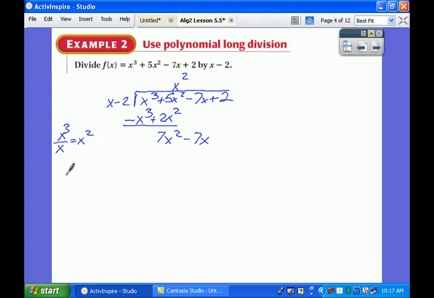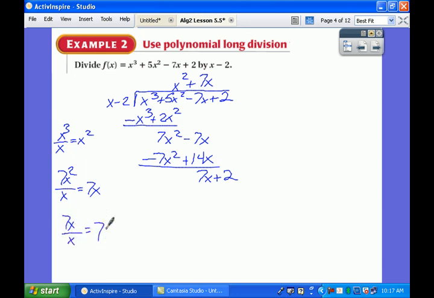So, at this point, the process starts over. We're going to take 7x squared divided by x. That equals 7x. So this will go in the x column. Plus 7x. Now I multiply. 7x times x is 7x squared. 7x times minus 2 is minus 14x. Now we subtract. Subtraction means to change the signs. Minus becomes plus. So this is 7x plus 2.